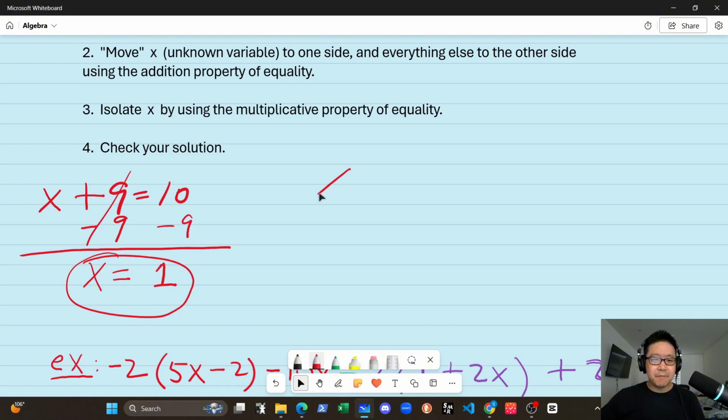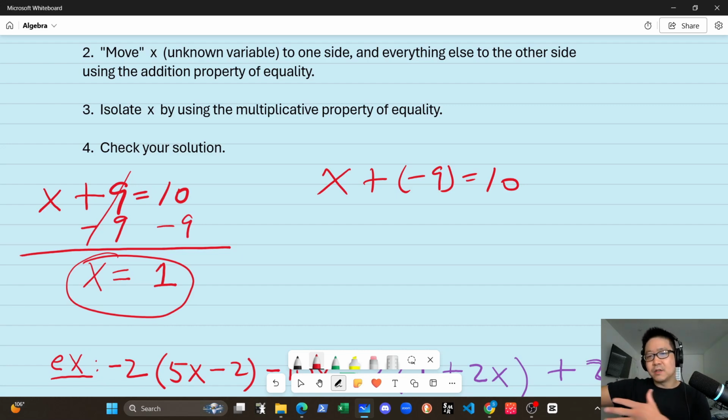Let's say you're given something like x plus a negative 9 equals 10. Again, I want to keep x to one side and everything else on the other side. I like to have x on my left side, so that's what I'm going to do. I'm going to get rid of the negative 9 on the left side and move it to the right side. So we do that by adding 9 to both sides.